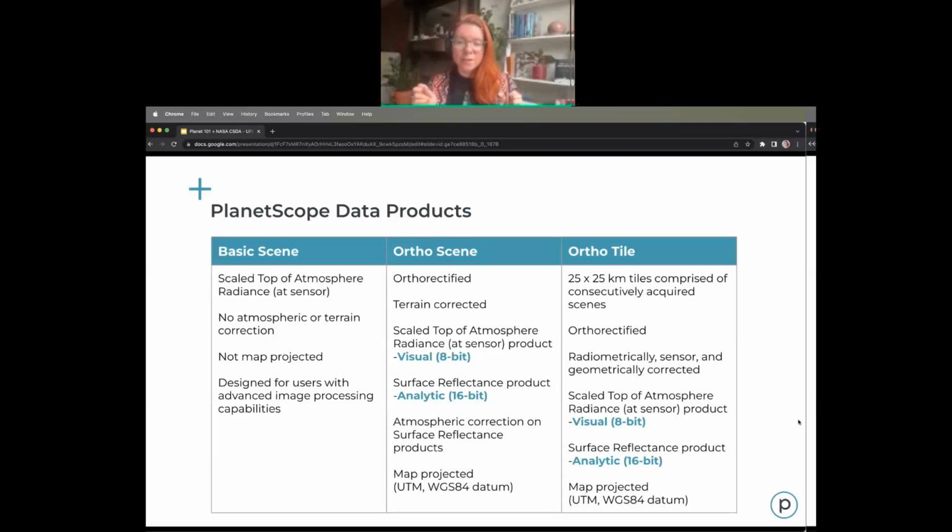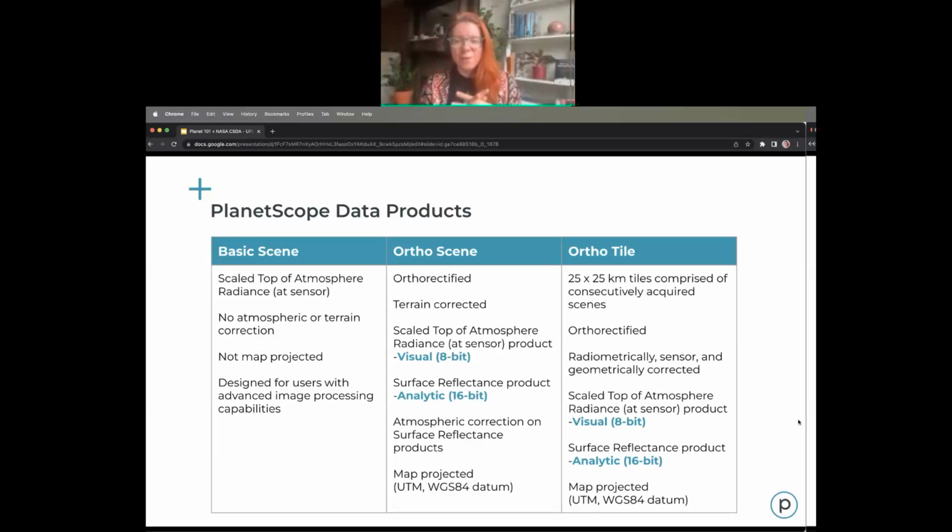So we have a visual product, which is the top of atmosphere radiance, which is an 8-bit product. And then we have surface reflectance products, which are analytic 16-bit products. And then these, for both the ortho scenes and the ortho tiles, have been atmospherically corrected if you have the surface reflectance product. And for any of the products, they've been ortho rectified and terrain corrected. For the ortho tiles, these have actually been stitched together, the individual scenes, to create these 25 by 25 kilometer tiles if you need just a straight out of the box image that's the same size.